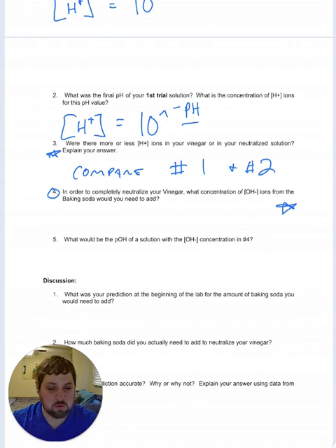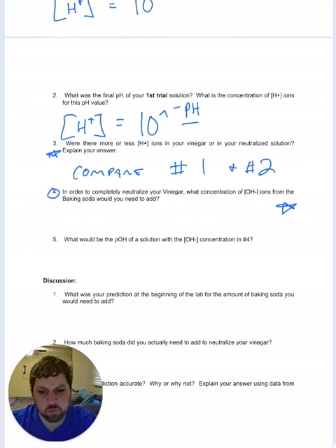Let's take a look at number 5. So number 5 reads, what would be the pOH of a solution with the hydroxide concentration that you solved for in number 4? Well, here we're solving for something different. pOH and pH are very similar. pH is talking about hydrogen ions, pOH is talking about hydroxide ions. How we solve for them is very similar.